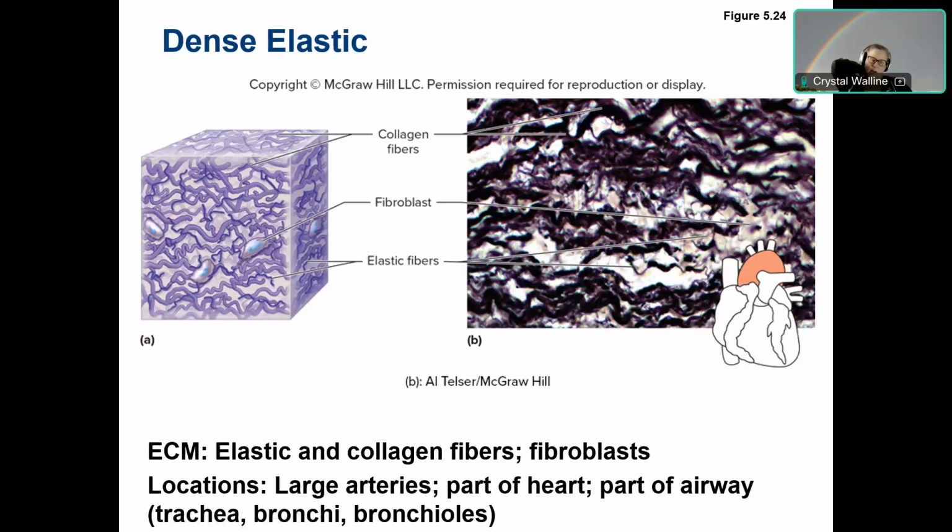Our last example of dense, proper connective tissue is dense elastic. And in dense elastic, you see that there's a lot of these thin, squiggly elastic fibers that give the tissue a lot of stretch. There's also collagen fibers present too. You find dense elastic tissues in places that need a lot of stretchiness, like large arteries, certain parts of the heart, certain parts of the airway, like the trachea, the bronchi, and the bronchioles.